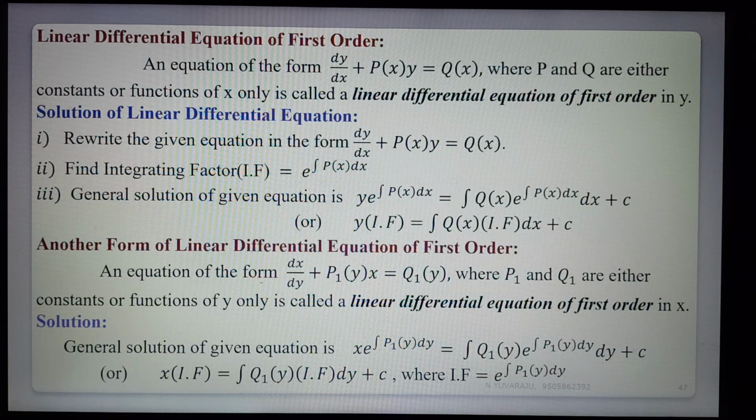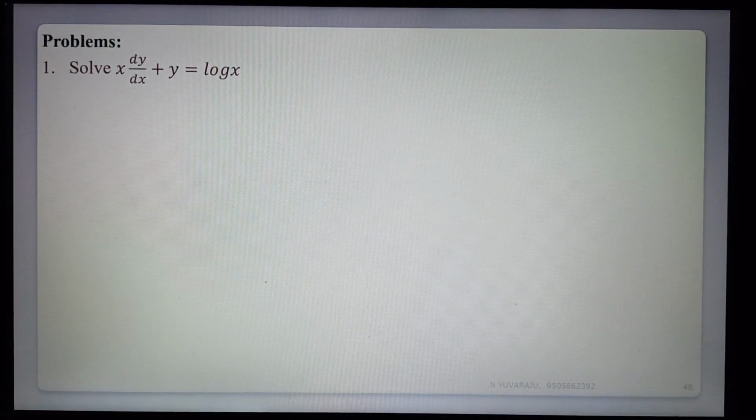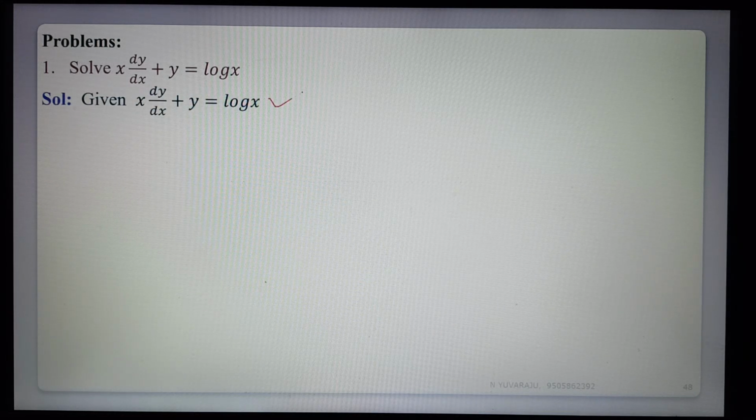Okay, see the example problems here. First problem: x into dy by dx plus y is equal to log x. First of all, check whether the given equation can be written in linear form or not. Observing here, the coefficient of dy by dx must be only one, compulsory. But here the coefficient is x. So to eliminate x, we divide by x on both sides.